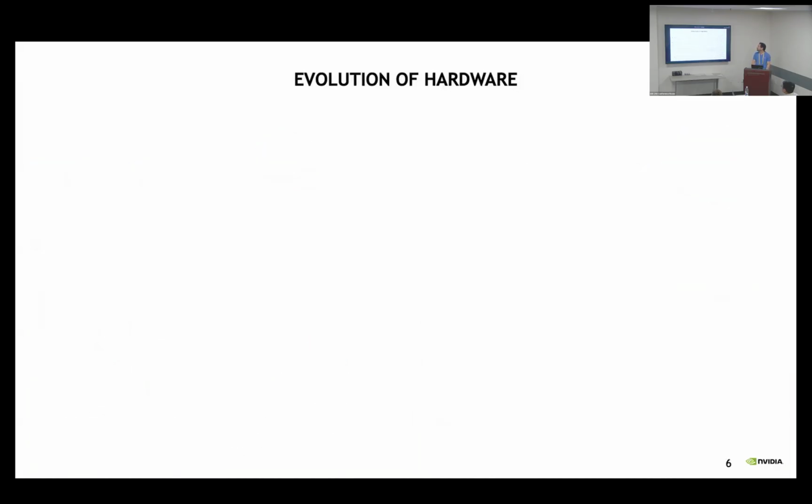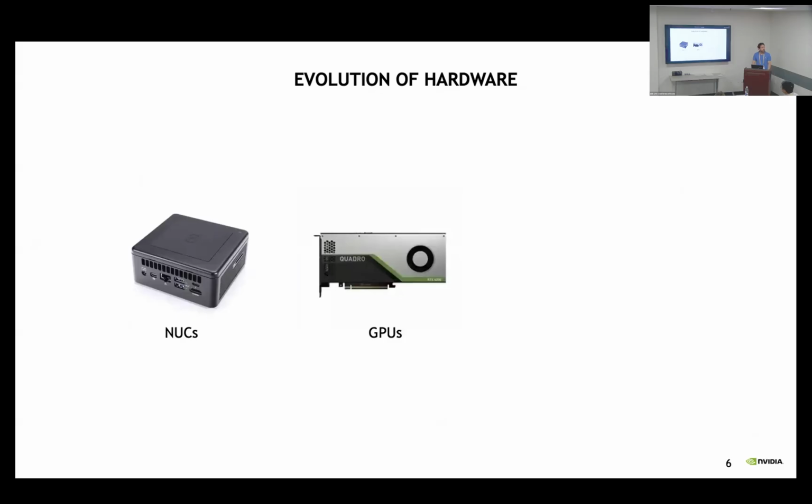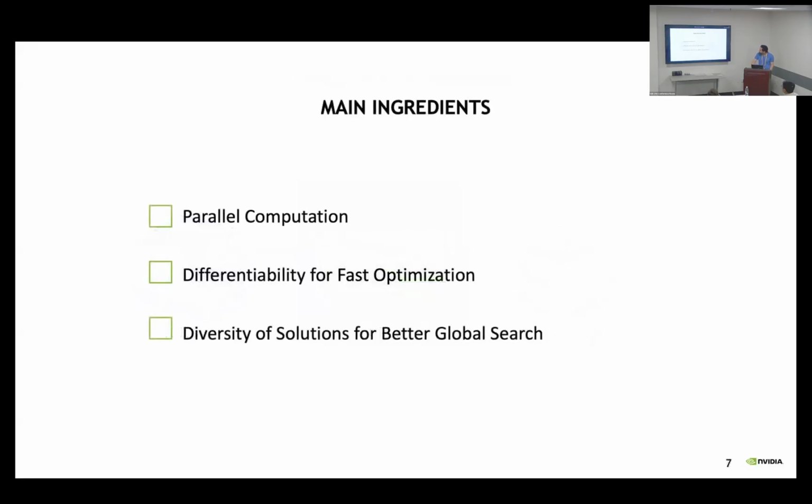The other thing is the evolution of hardware, right? So we went from NUCs, which we would put on the robot, to larger GPUs, to something like Jetson. So a Jetson today can do very much twice as what a Quattro used to do just a few years ago. So hardware is evolving, and little edge computers like Jetsons are playing a big role in that.